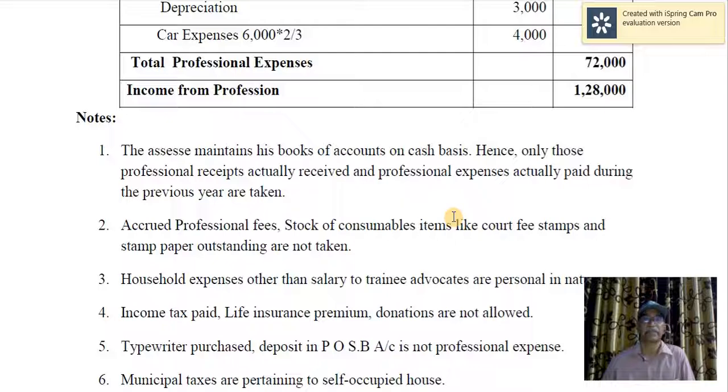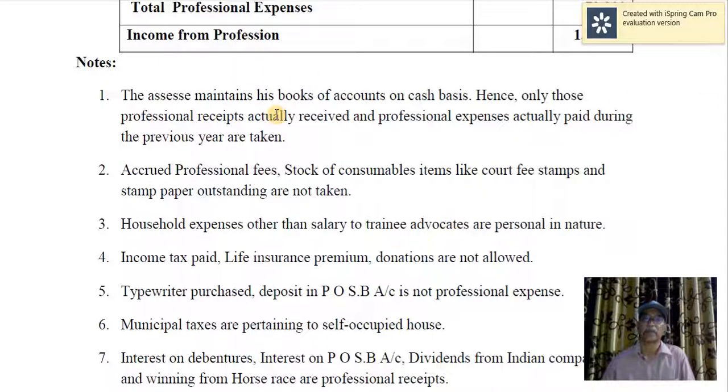The SSC maintains his books of accounts on cash basis. It's only those professional receipts actually received and professional expenses actually paid in the previous year that are taken. That means outstanding incomes and outstanding expenses are not to be considered. Outstanding professional fees and stock of consumable items like court fee stamps and stamp paper are not taken.